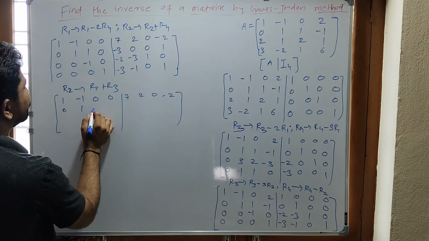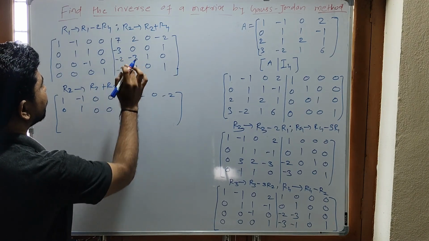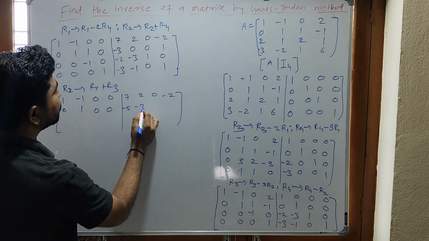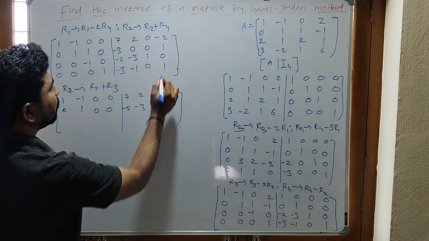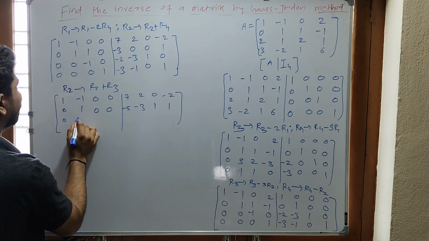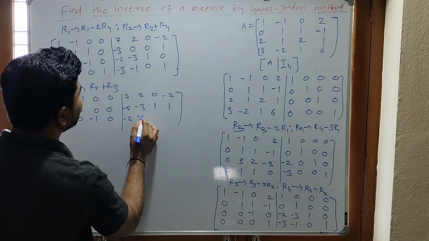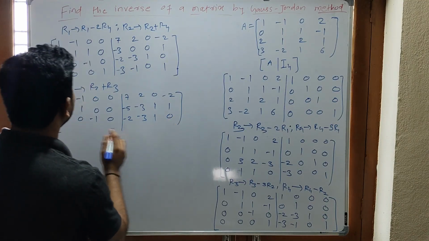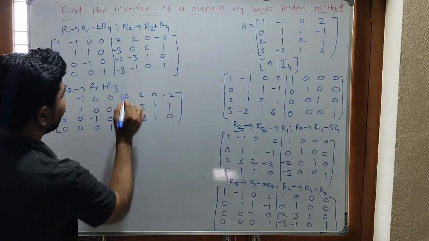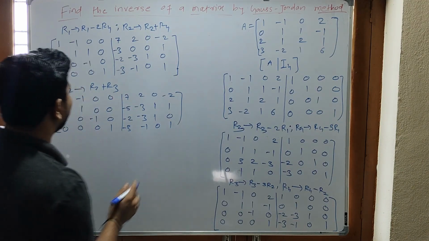This is 1 minus 1, 0. And this is simply 0. Here minus 3, minus 3 minus 2, that is minus 5. This is minus 3, and this is 1, 1 plus 0, 1. Now come to the row R3: it is here 0, 0, minus 1, this is 0, this is minus 2, minus 3, 1 and 0. Now fourth row 0, 0, 0, 1. This is minus 3, minus 1, 0, 1.